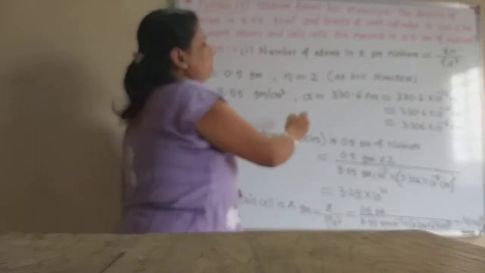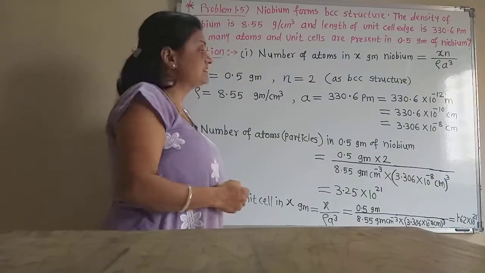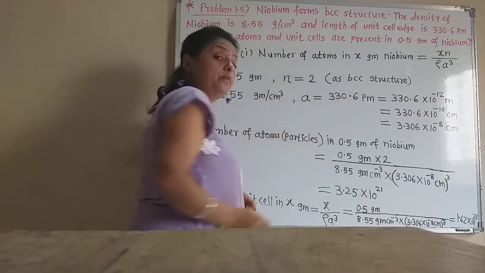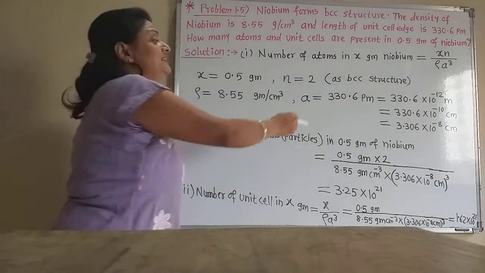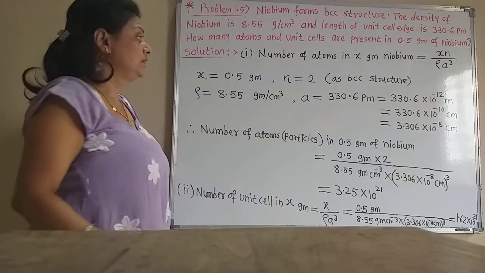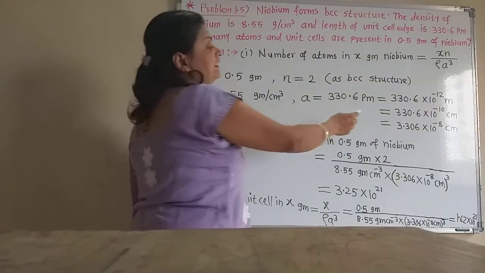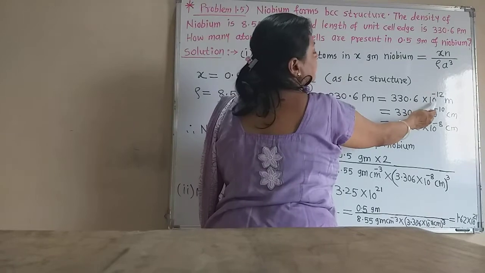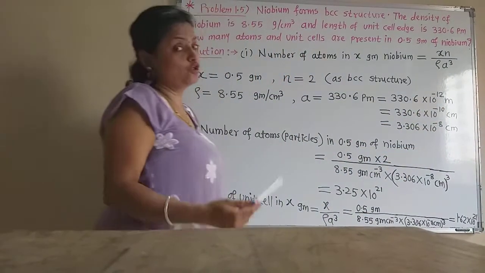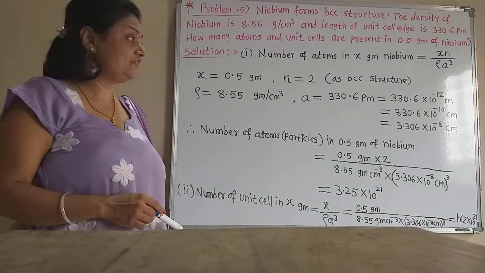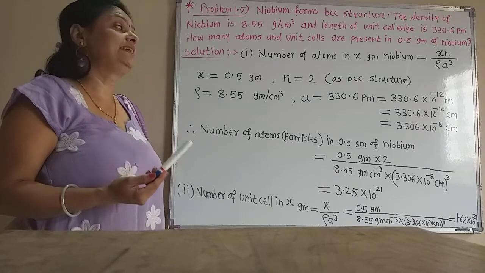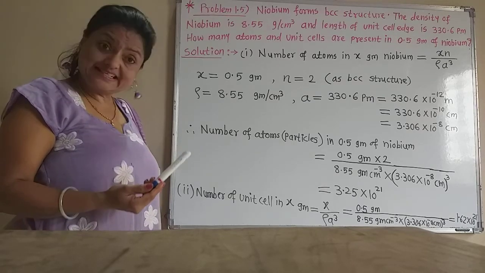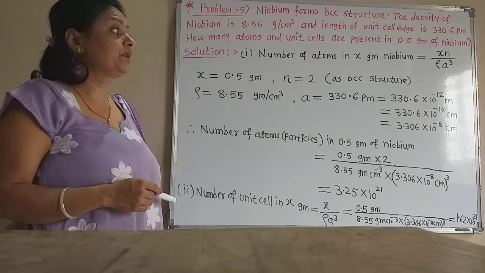And they also gave us the edge length a, that is 330.6 picometer. But all things are in centimeters, so convert this into centimeter. Here, 330.6 into 10 raised to minus 12 meter, because 1 picometer is equal to 10 raised to minus 12 meter. So 330.6 picometer is equal to 330.6 into 10 raised to minus 12 meter.